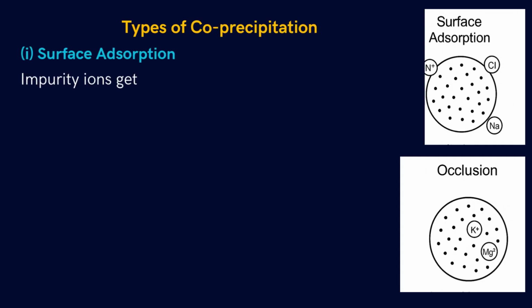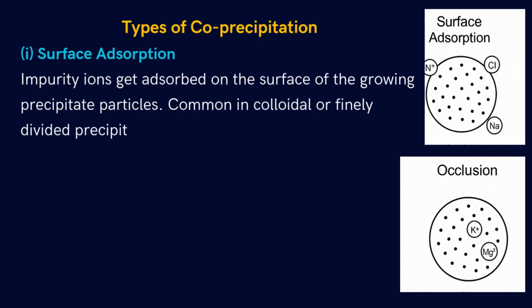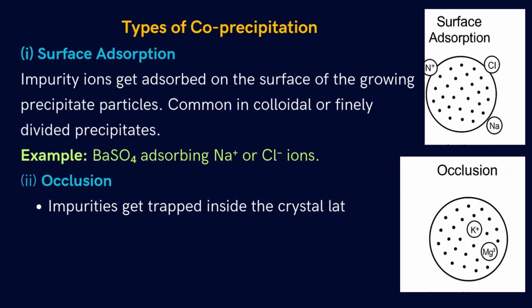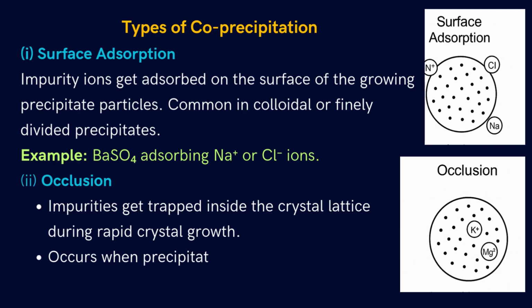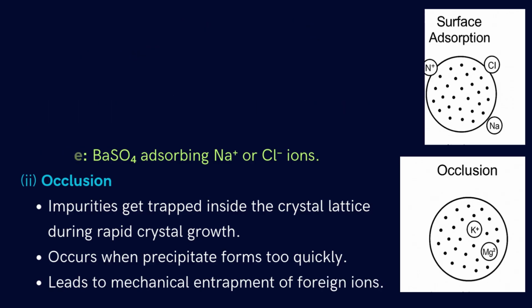First one is surface adsorption, where impurity ions get adsorbed on the surface of the growing precipitate particles. Common in colloidal or finely divided precipitates. Example, BaSO4 adsorbing Na+ ion or Cl- ion. Second one is occlusion, where impurities get trapped inside the crystal lattice during rapid crystal growth. Occurs when precipitate forms too quickly, leading to mechanical entrapment of foreign ions.